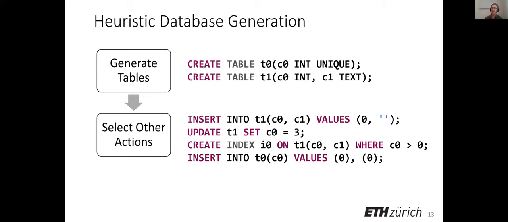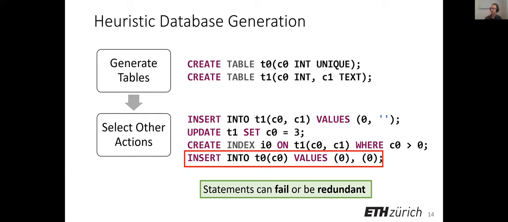And then we select applicable other actions. For example, we insert into tables, we update or modify values, we create indexes. And what I want to note here is, if we look at the last statement, you can actually see that statements might also fail or be redundant. So here we try to insert the value 0 twice.